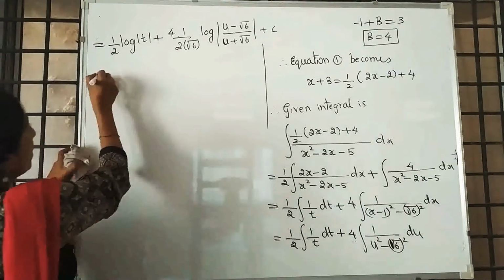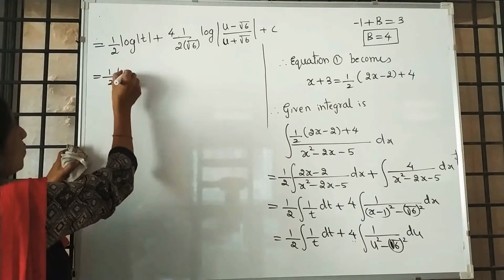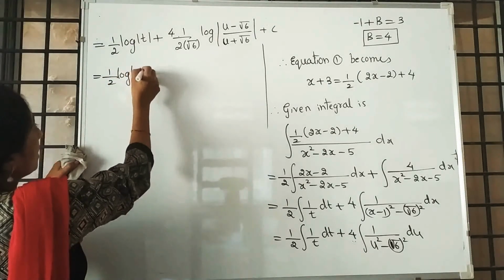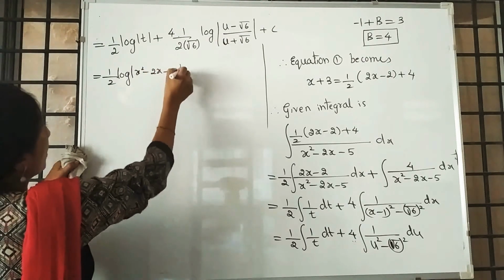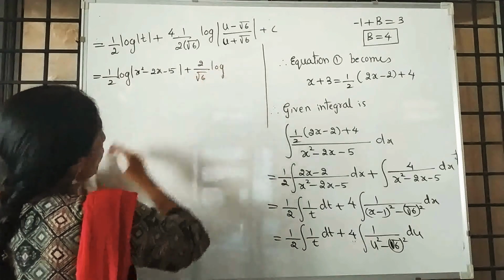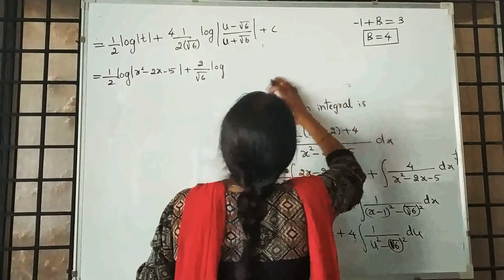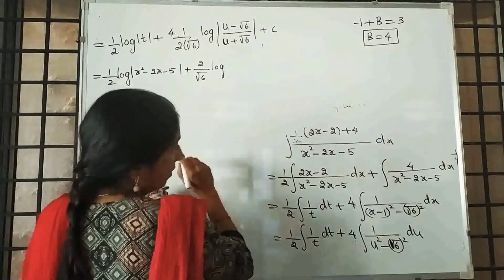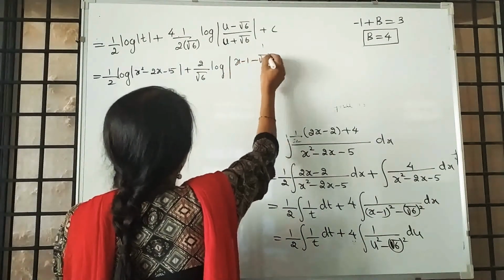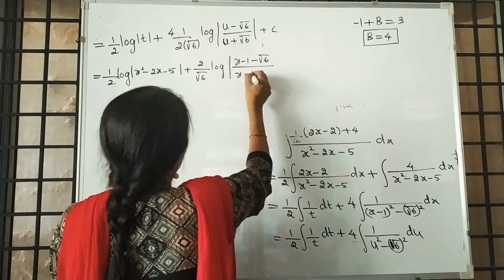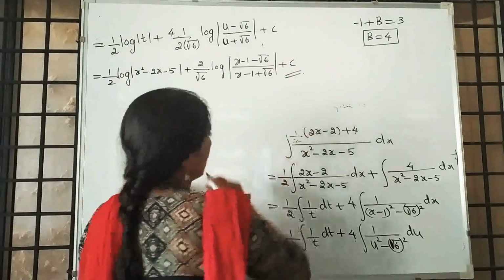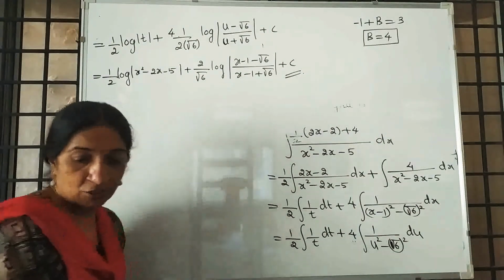So write down that value. It is 1 by 2 log of t. So what is the t value? x square minus 2x minus 5, plus 2 upon root 6 log of, write down that u value. u is x minus 1. That is (x minus 1 minus root 6) upon (x minus 1 plus root 6) plus c. Moving to the next question.